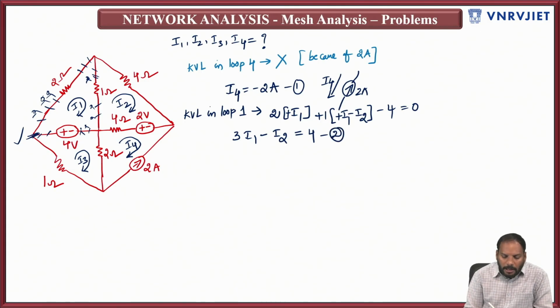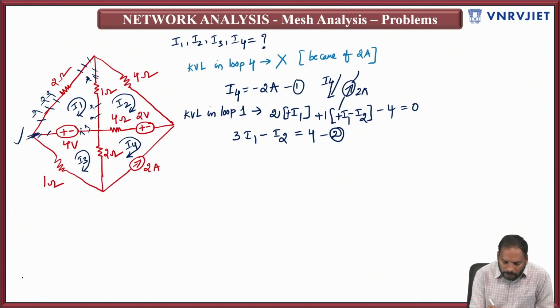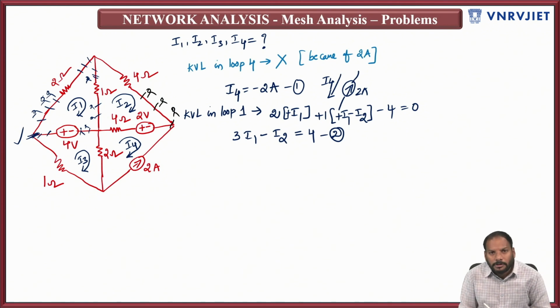Now similarly, I will try to apply KVL in loop 2. So I do it with the black color. Start here, you are here, you are going like this. Any direction you can walk, no need to be worried. But the important point is, the current coming with you is your friend, and the current coming opposite to you is an enemy. So for a friend, you take it as positive. For an enemy, you take it as negative.